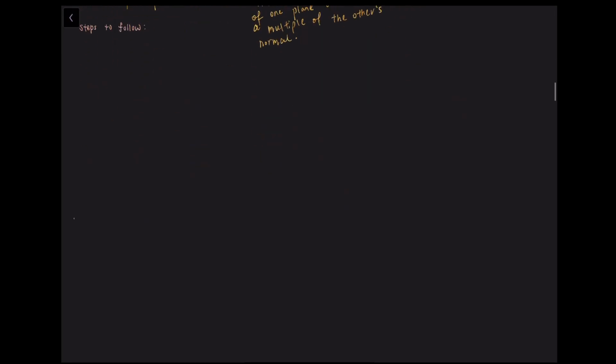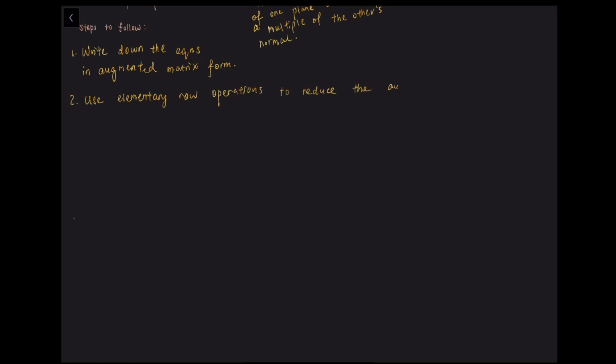Now, let us look at the steps to follow in solving simultaneous linear equations in three unknowns. The first one is write down the equations in augmented matrix form. The second one is use the elementary row operations to reduce the augmented matrix to echelon form. So have a look at this example. On the left is the original augmented matrix form, and on the right, the echelon form.